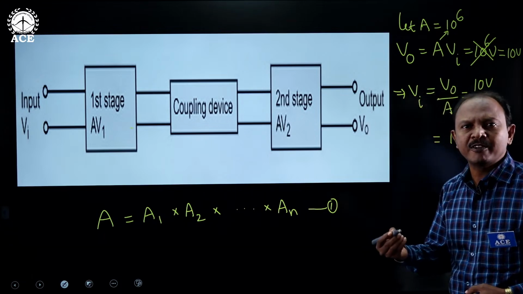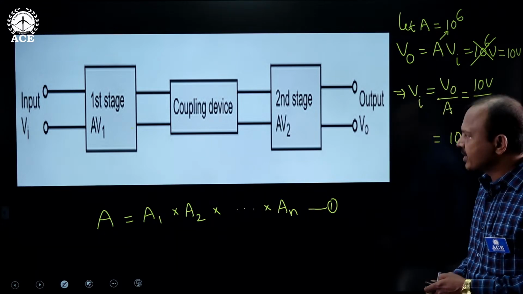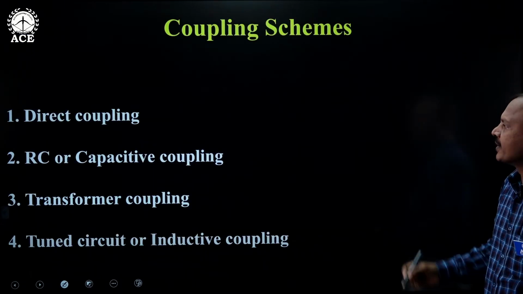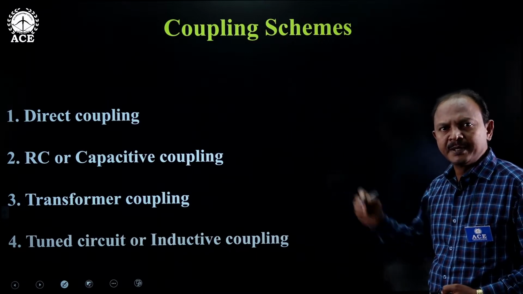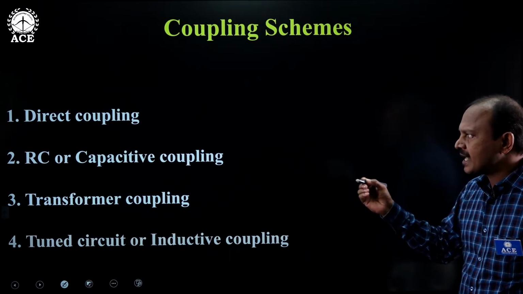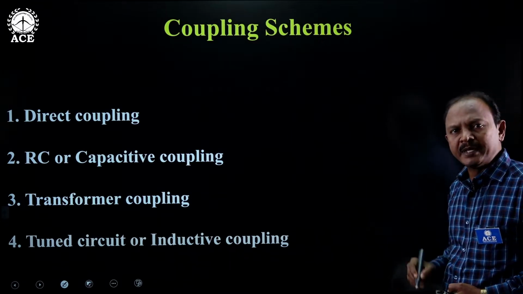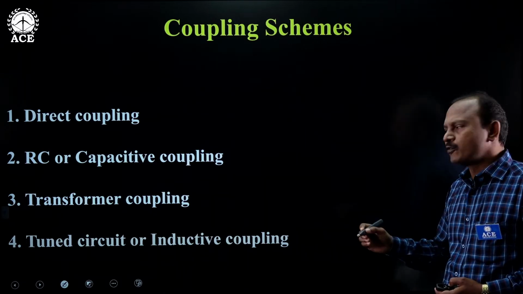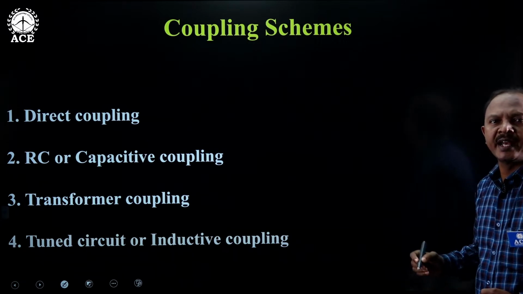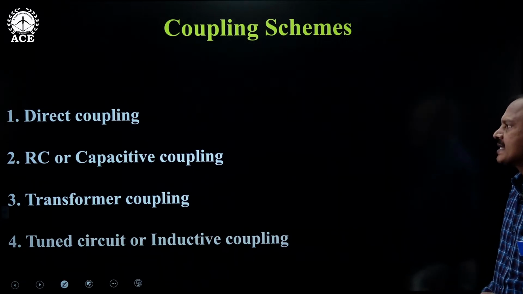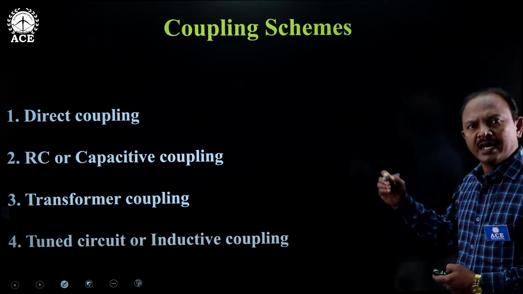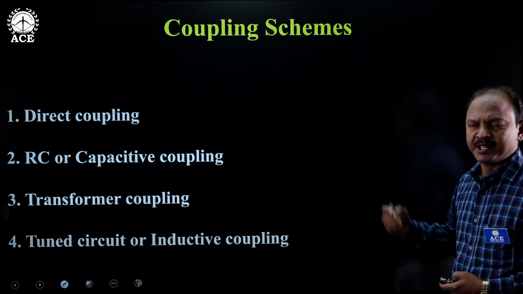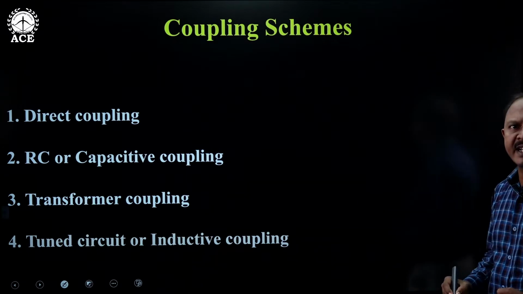Depending upon the type of coupling element used, there are 4 coupling schemes proposed by the designers. They are direct coupling, second one RC coupling or capacitive coupling, third one transformer coupling, and fourth one tuned circuit or inductive coupling. Now let's consider them one by one and discuss their merits and demerits. First, let us start with the direct coupling scheme.